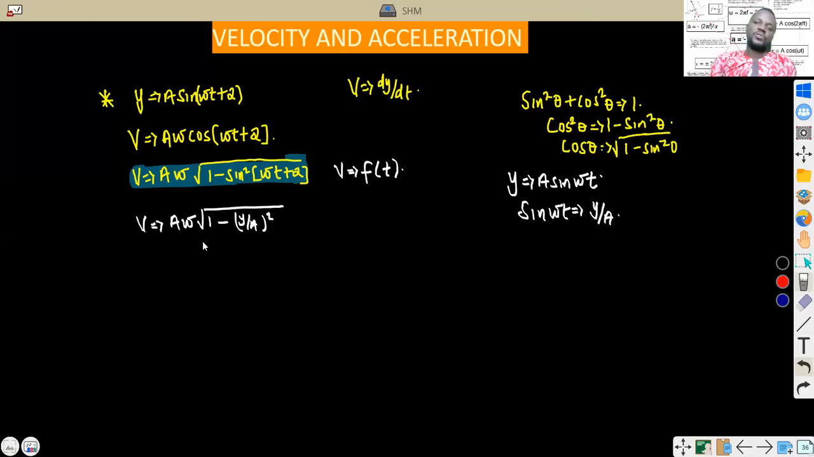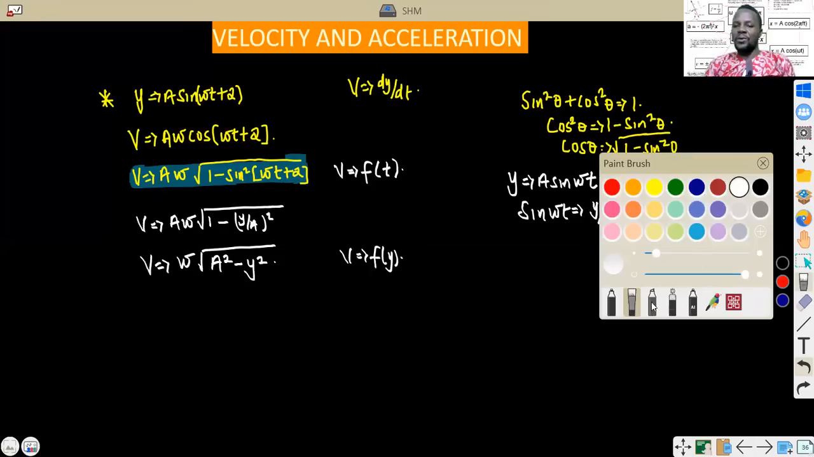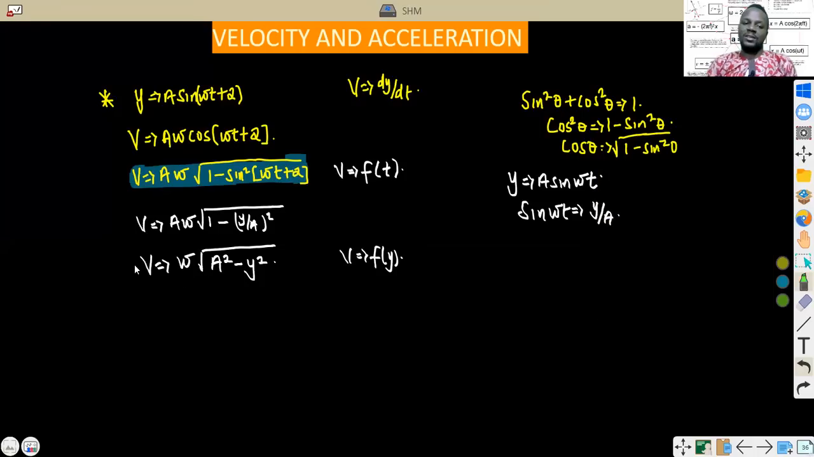So I'm just trying to show you step by step. Now if we expand this one, at the end of the day, we are going to have v equal to, directly, omega times the root of, expand all this. If you have time, you can do it. The famous formula, you have a squared minus y squared. So this is the second formula of velocity as a function of displacement. I will also highlight that in another color for us to understand well.